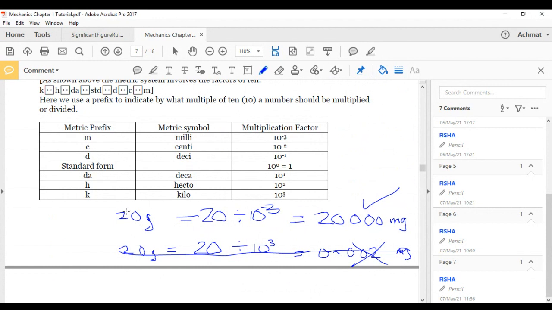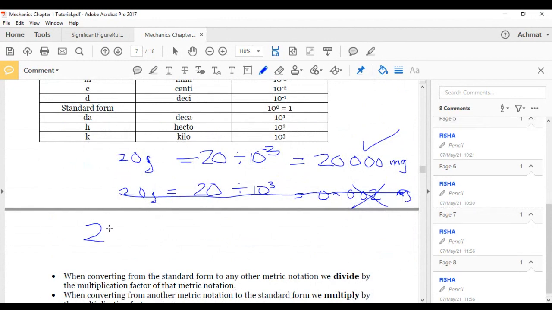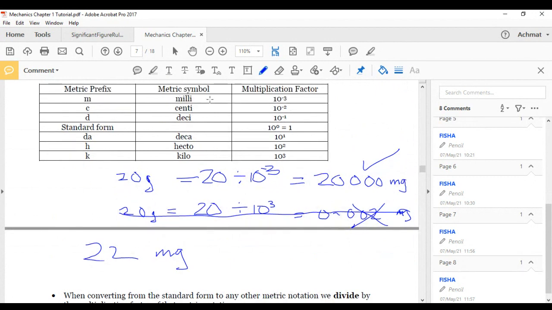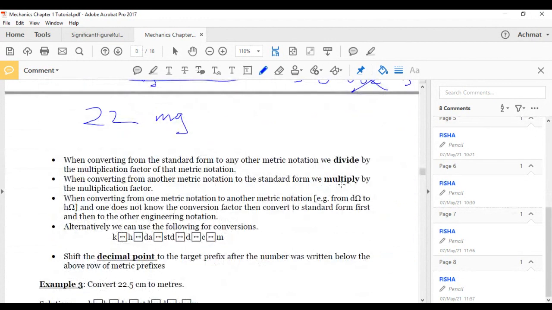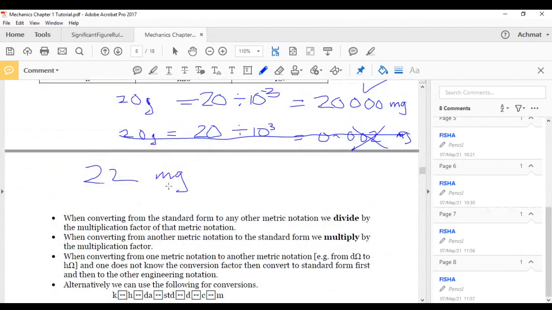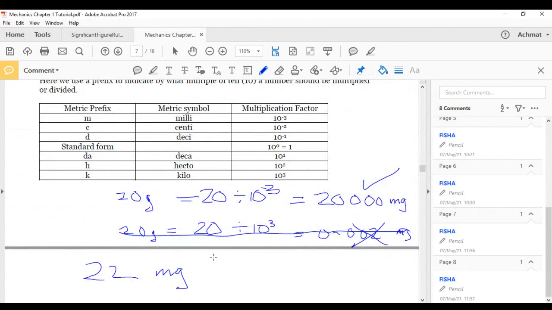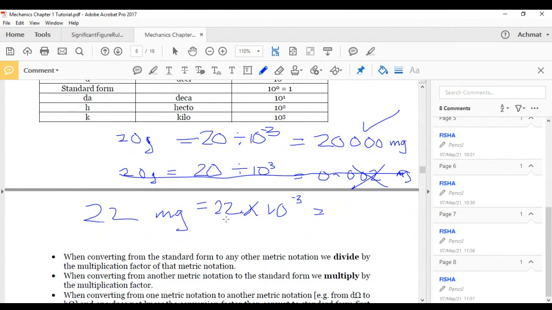If you want to convert, let's say from, let's write here 22 milligrams, right? And you want to convert to standard form, right? You have 22 milligrams. Then what do they say there? Then you multiply by the conversion factor, because milli means times 10 to the that, right? So that would be equal to 22 times 10 to the minus 3. You can write the answer just like that, leave it like that there. 22 milligrams is 22 times 10 to the minus 3 grams.